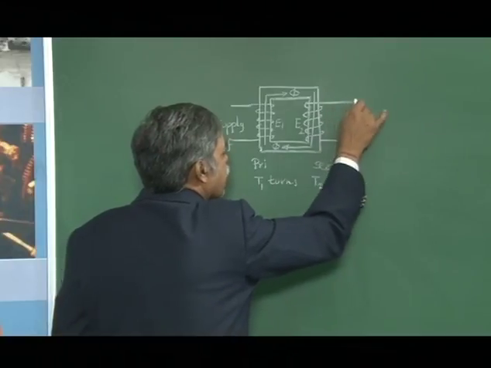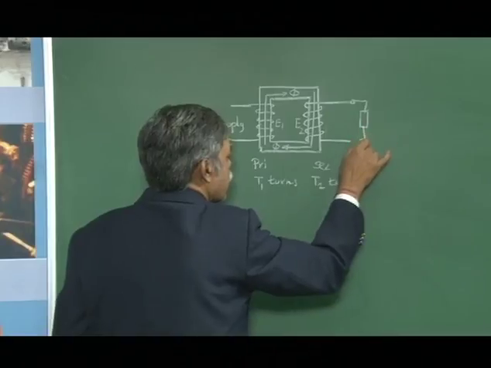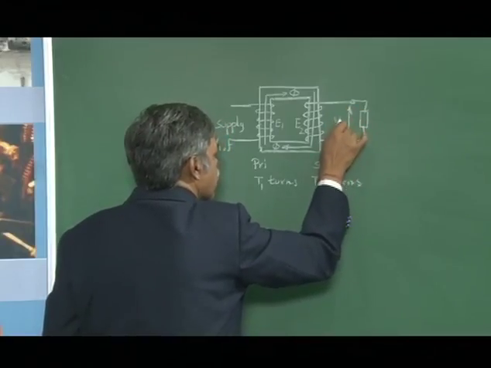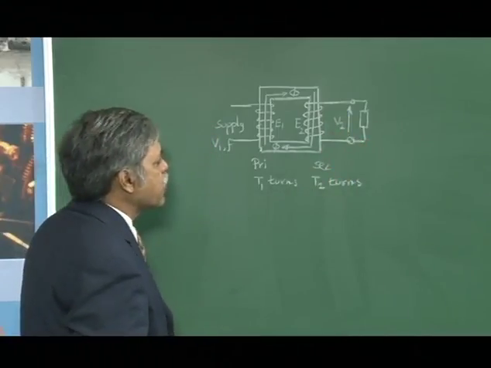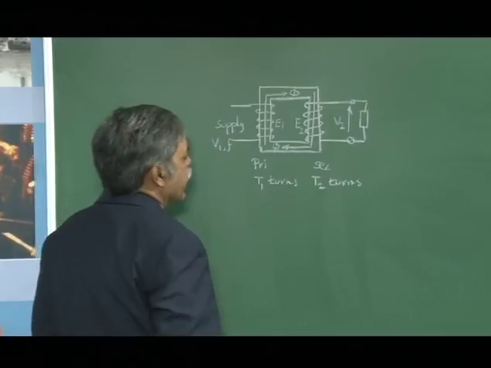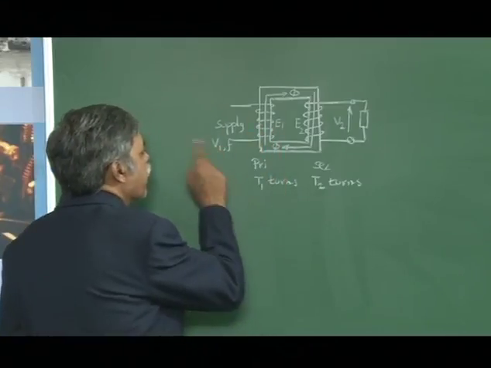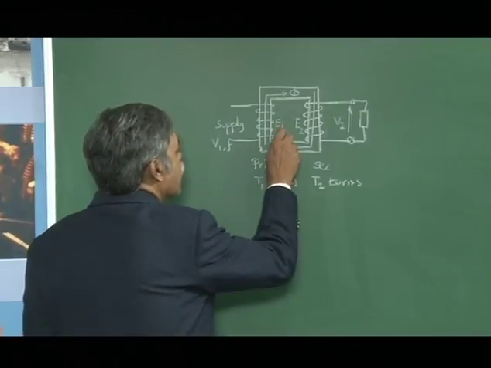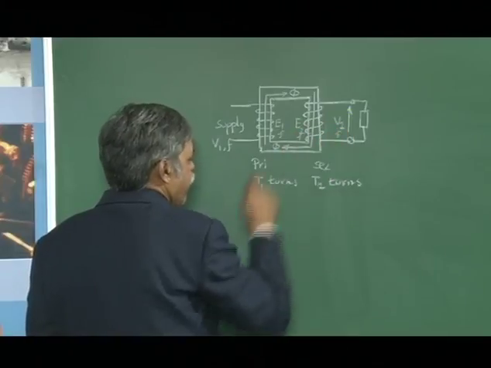Now when I connect some load across the terminals, the voltage available at the terminals is V2, what we normally call the secondary terminal voltage, and E2 is the secondary induced EMF, E1 is the primary induced EMF, V1 is the supply voltage. There won't be any change in the frequency, so all the voltages will have the same frequency F.